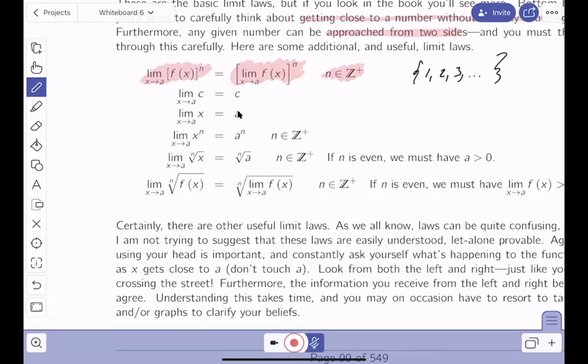All right. So the next one is really going to be something that's important. This one over here, we use this a lot. And that certainly makes sense to me. If x is approaching a of a constant, it's never going to change. It's always going to be c.